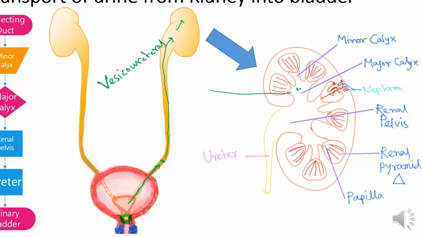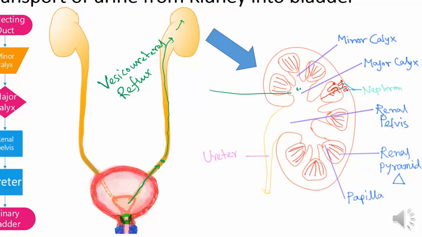Vesico-ureteral reflux. That is, vesico means bladder and this is ureter. So vesico-ureteral reflux. As you know, the ureter is richly supplied by nerves.